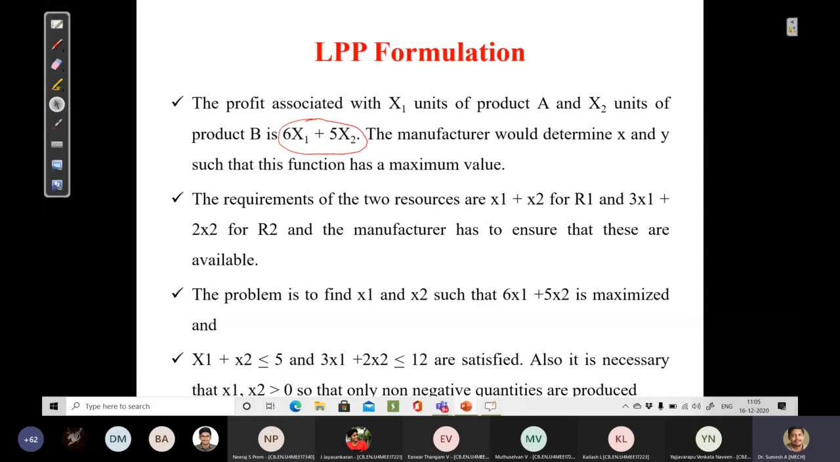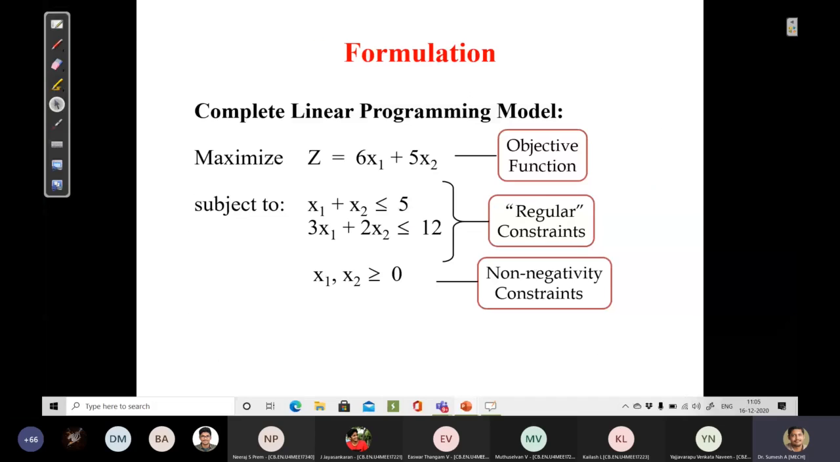And we can see the resources in terms of the constraint of R1. The first constraint and the second constraint we have seen. So we have modeled the two constraints for the problem. Then we have written the non-negativity constraint also. So this is what we initially wrote: maximize Z equals 6X1 plus 5X2 subject to the constraints. We have formulated it: the objective function is written, constraints are written, non-negativity constraint is written, then we solved the problem graphically. This is what we did in yesterday's class.